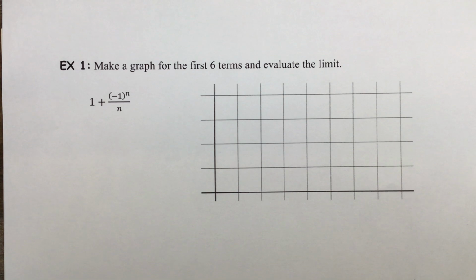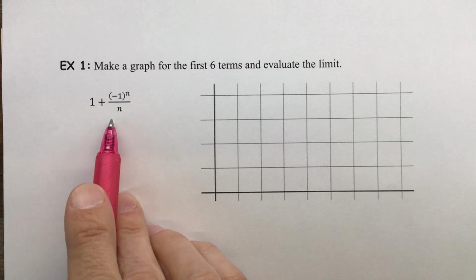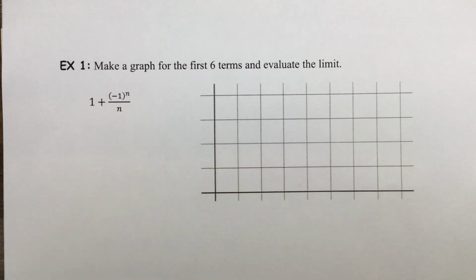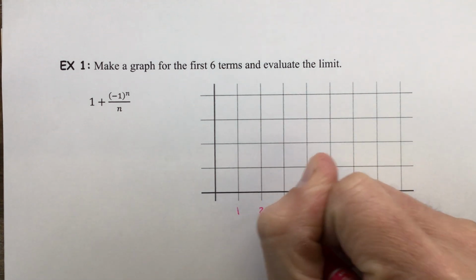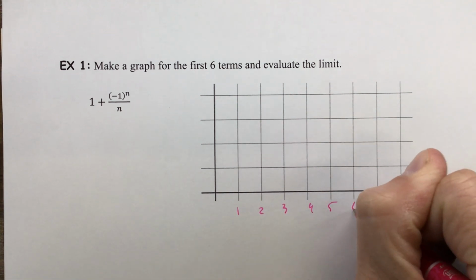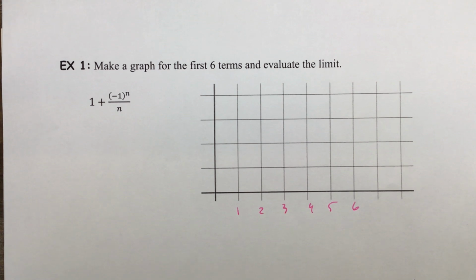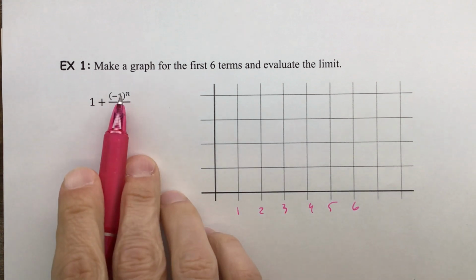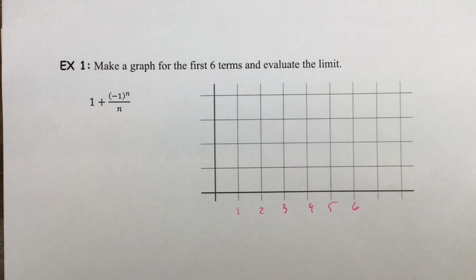For example 1, we're going to make a graph of the first 6 terms and evaluate the limit of a sequence that would be generated by using that rule. To make things a little bit easier, I'm going to use a calculator to generate the sequence for me. That way I don't need to go through and do each of the terms individually. Okay, but I am going to be evaluating the first term, the second, the third, fourth, fifth, and sixth. So in other words, I need to take those numbers and plug them into that. But I'm going to let the calculator do all the work for me.